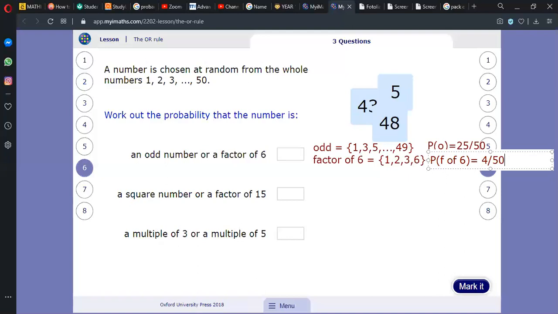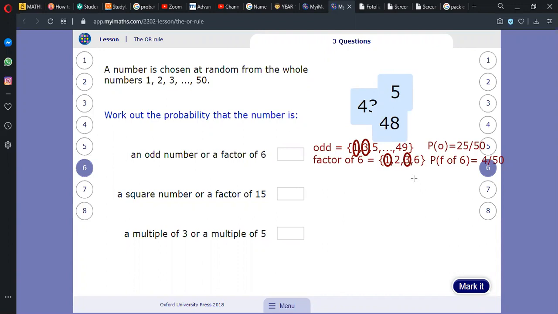So guys, we need to now take a look at the outcomes. What are we looking out for? Between the factors of 6 and the odd numbers, can you see any common outcome between these two? These are the outcomes for odd. These are the outcomes for factor of 6. Anyone common? Yes, we do have one that is common, and that is 1. Common outcomes. No, I have 3 as well, guys. So we need to look very well. There are 2 outcomes that are common between these 2 events.